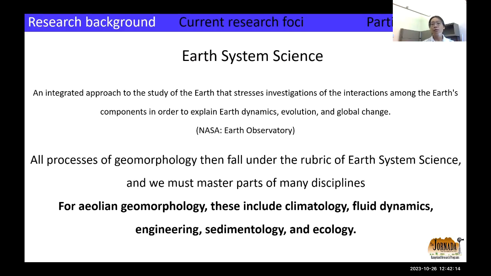So let me start my research background from a broader aspect, which is Earth system science. All processes of geomorphology fall under the rubric of Earth system science, and we must master parts of many disciplines. So for Aeolian geomorphology, those would include climatology, fluid dynamics, engineering, and ecology.